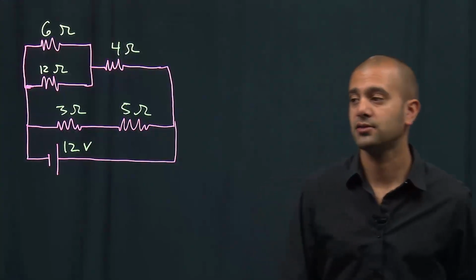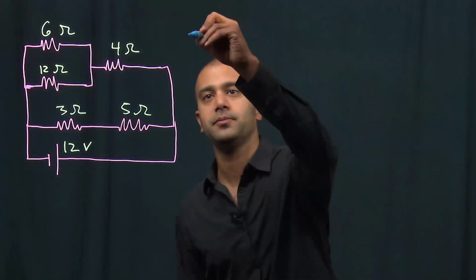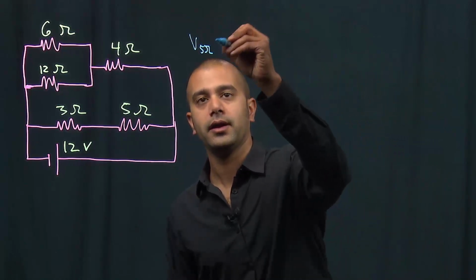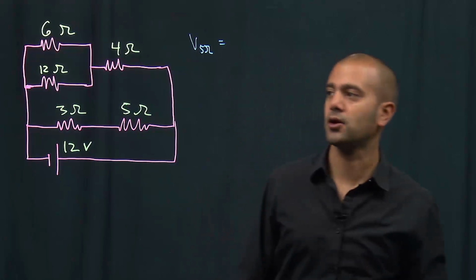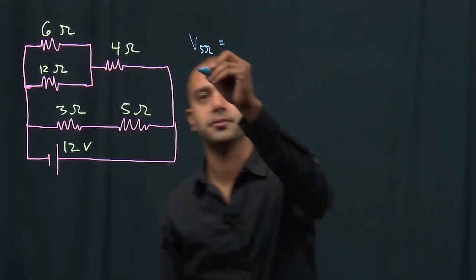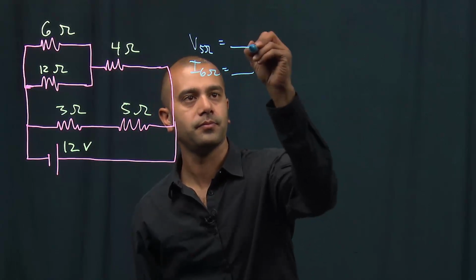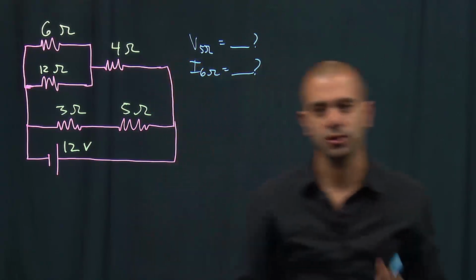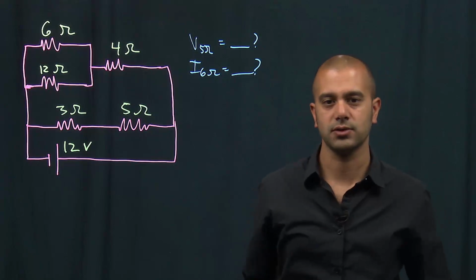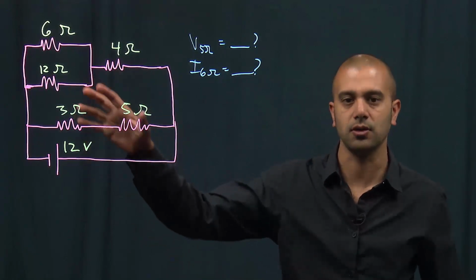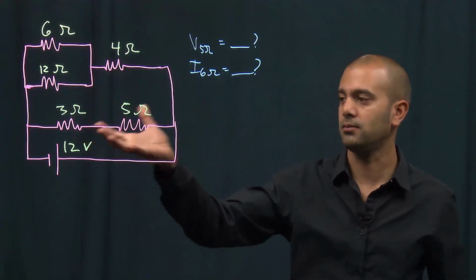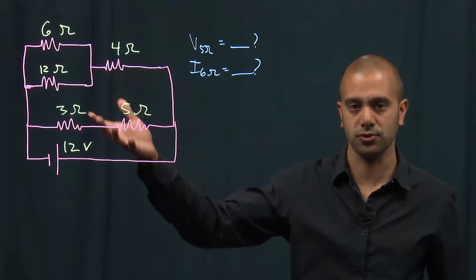In this problem, we're asked to find the voltage through the 5 ohm resistor, and we're also asked to find the current traveling through the 6 ohm resistor. One approach to this problem will be to use Kirchhoff's laws many times for all these various loops in here, and then combine the equations and find the missing currents and the missing voltages.